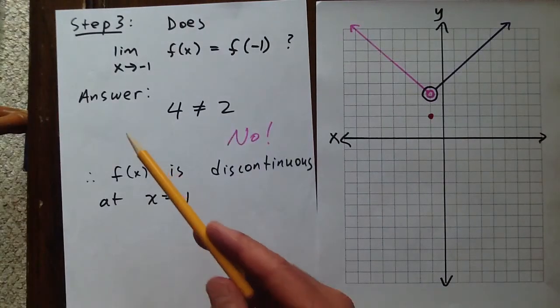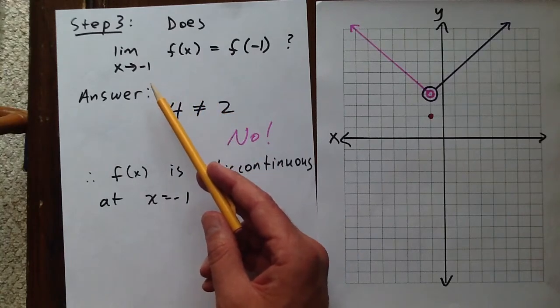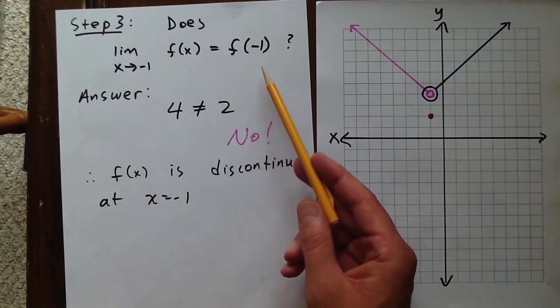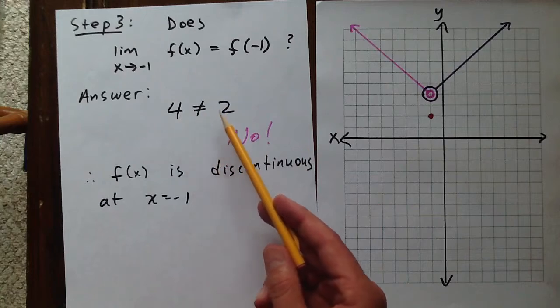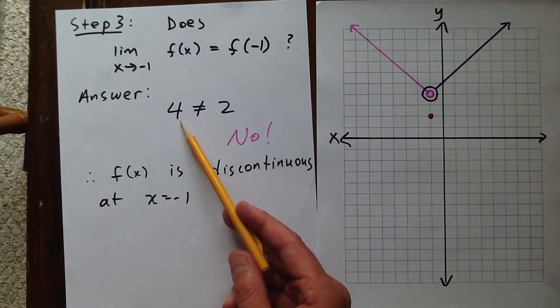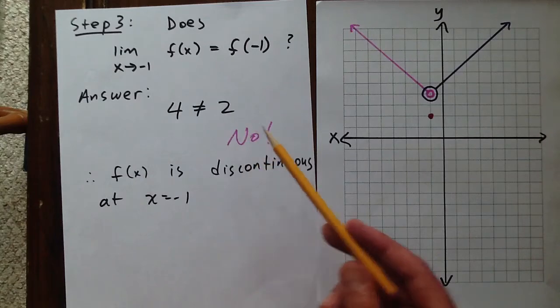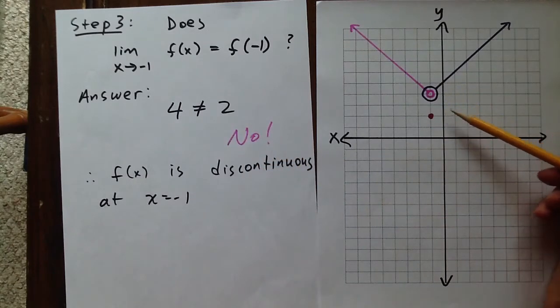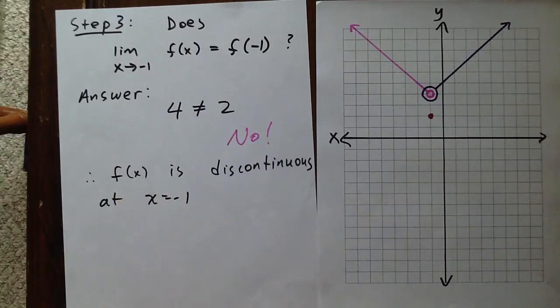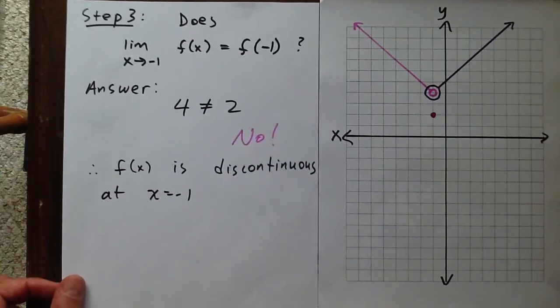Third question is, does the limit as x goes to -1 of f at x equal f at -1? And the short answer is no, of course not. We determined the limit to be 4, but we determined the function value itself to be 2. We can see that here. And so therefore, f at x is discontinuous at an x value of -1.